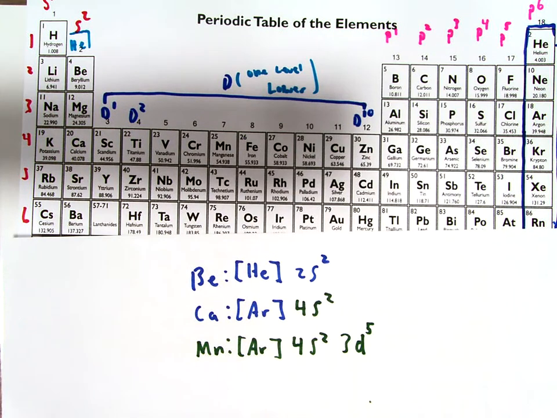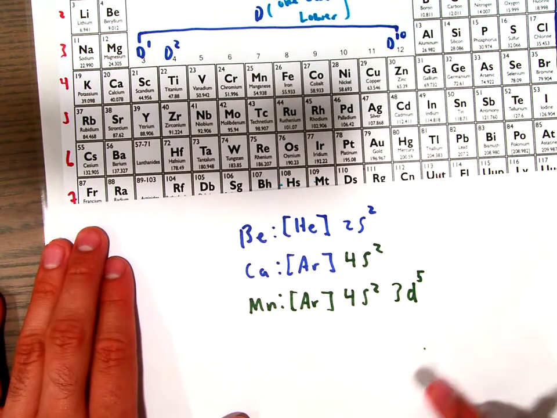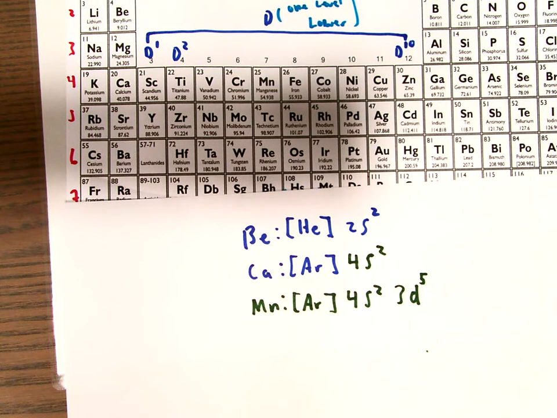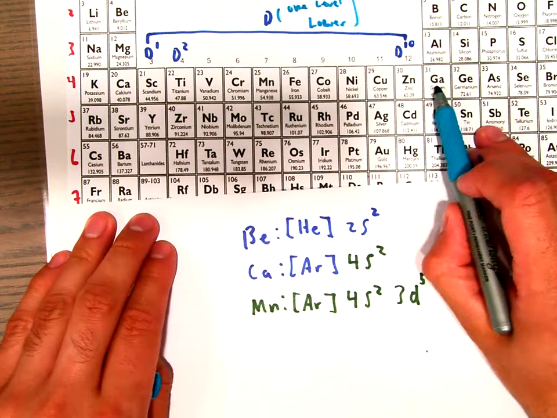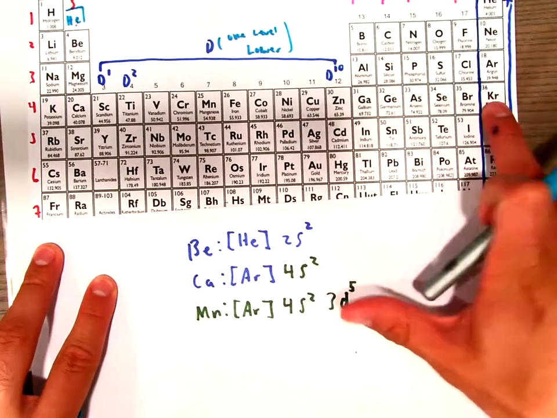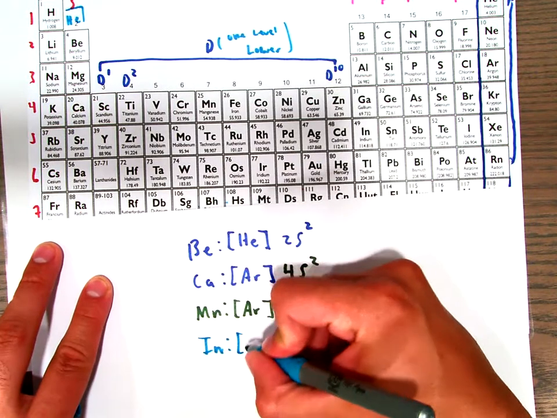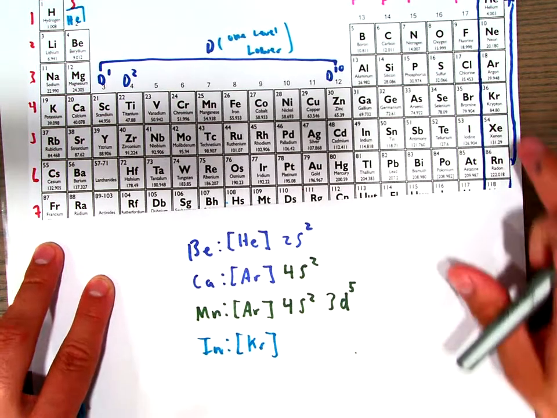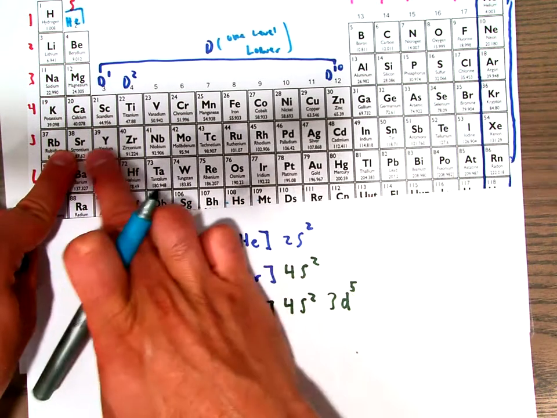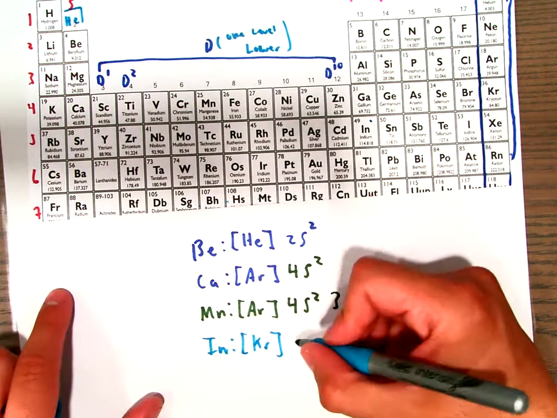Let's do one more example so we're feeling a little more comfortable with it. Let's do something that's kind of difficult: indium. I go up and to the right. That gives me krypton. So for indium, I start at krypton. Then I do the same process. From krypton, I go 5s1, 5s2. I'm basically going to fill them up until I get to what I want, which is indium. So that's filled up: 5s2.